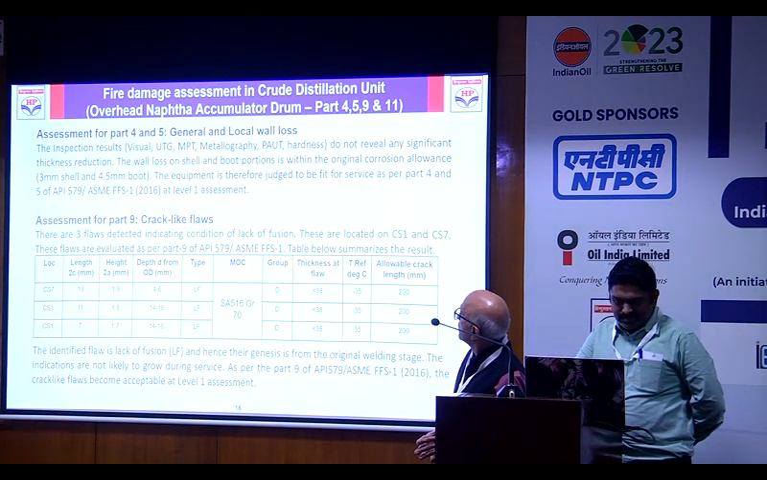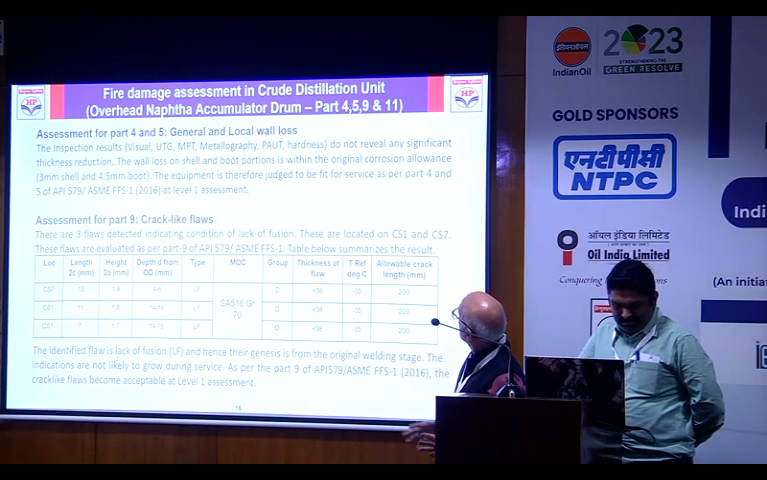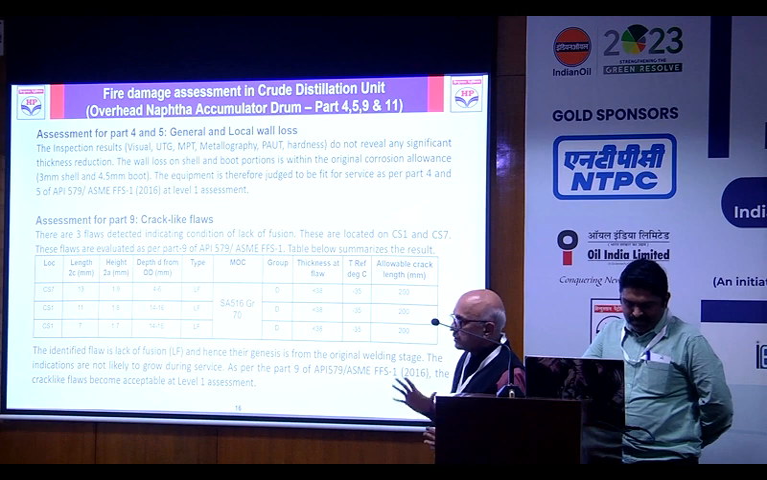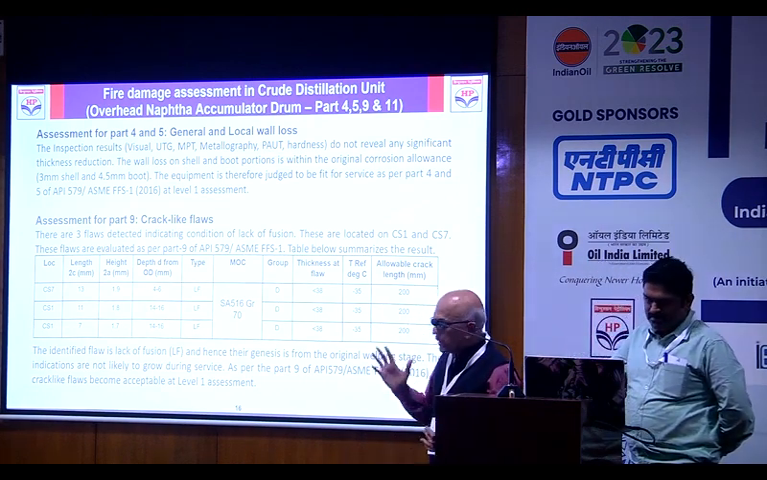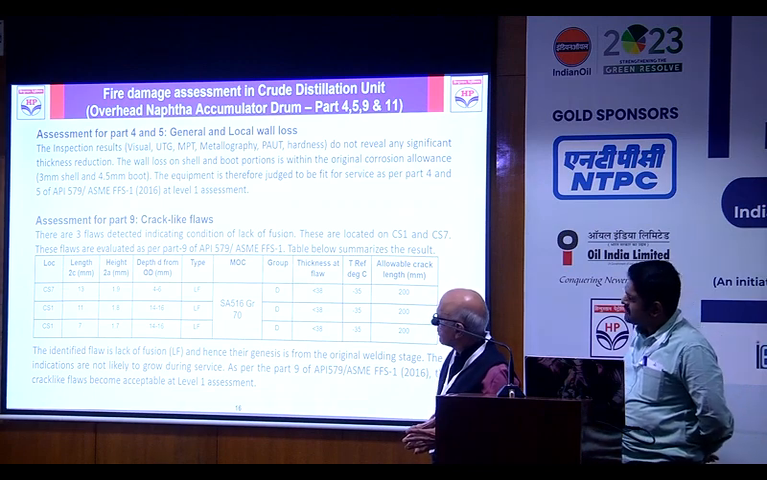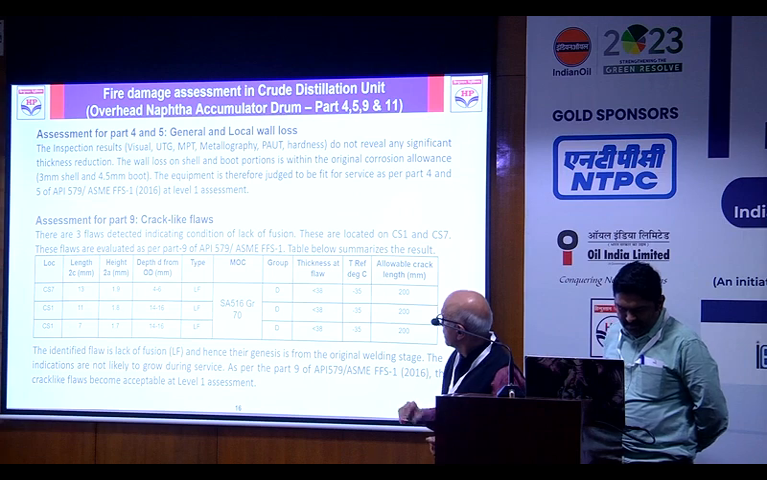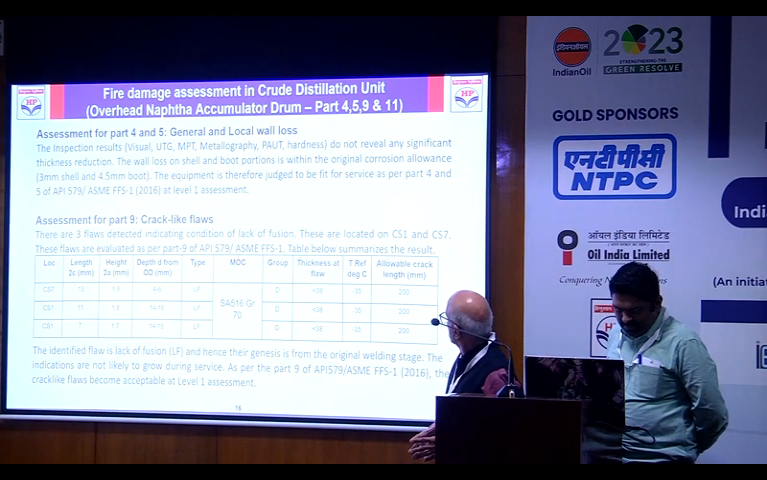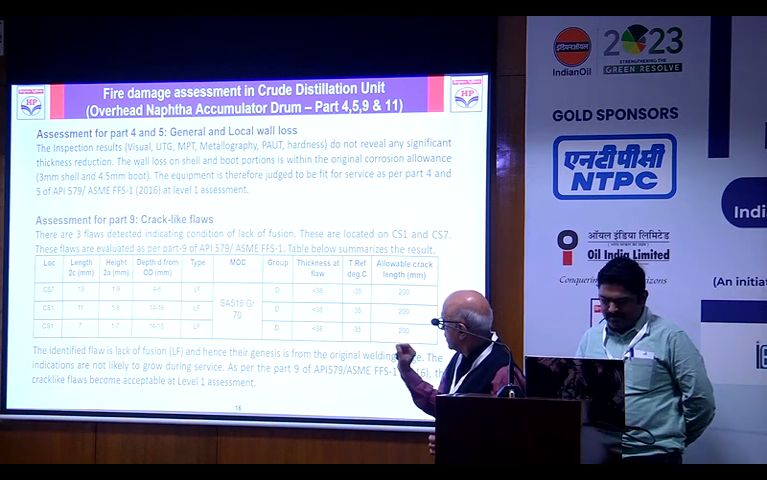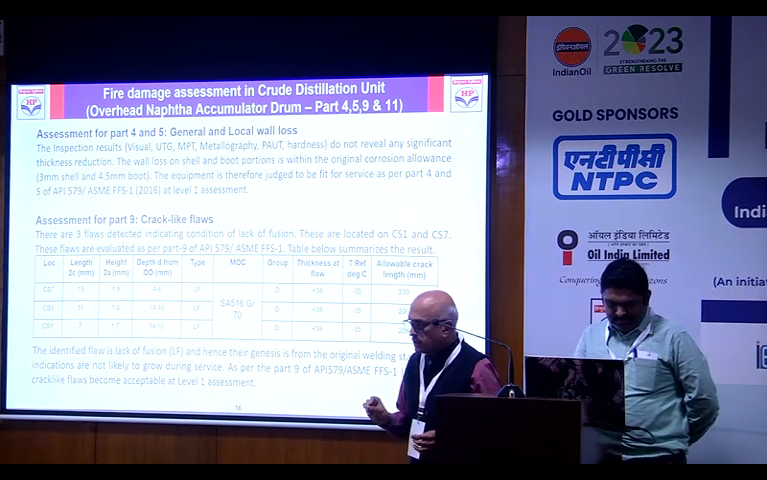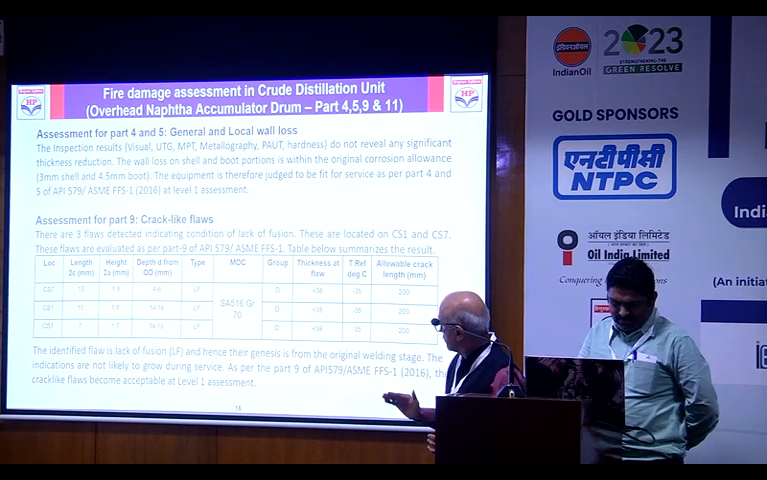It cleared parts 4 and 5 with respect to visual, all those NDTs, corrosion levels; everything was found good. So level 1 it cleared with respect to corrosion losses, local and general. Then crack-like flaws were detected in the examination. These were further checked, and as per the code, they were all meeting the requirement. The flaw is only lack of fusion, and it is not likely to propagate further. So it cleared that also at level 1 itself.